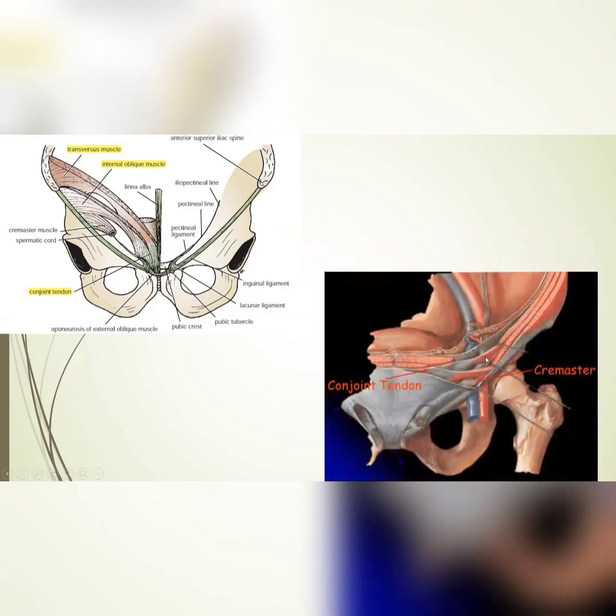This is another picture to show you the layers. The superficial most layer is the external oblique aponeurosis. Deeper to it is the internal oblique muscle, and the deepest flat muscle here is the transversus abdominis. So you can see that both the internal oblique and the transversus abdominis muscle together will form the conjoint tendon towards the midline. Keep this in mind. This has clinical importance when you are learning about the inguinal canal.